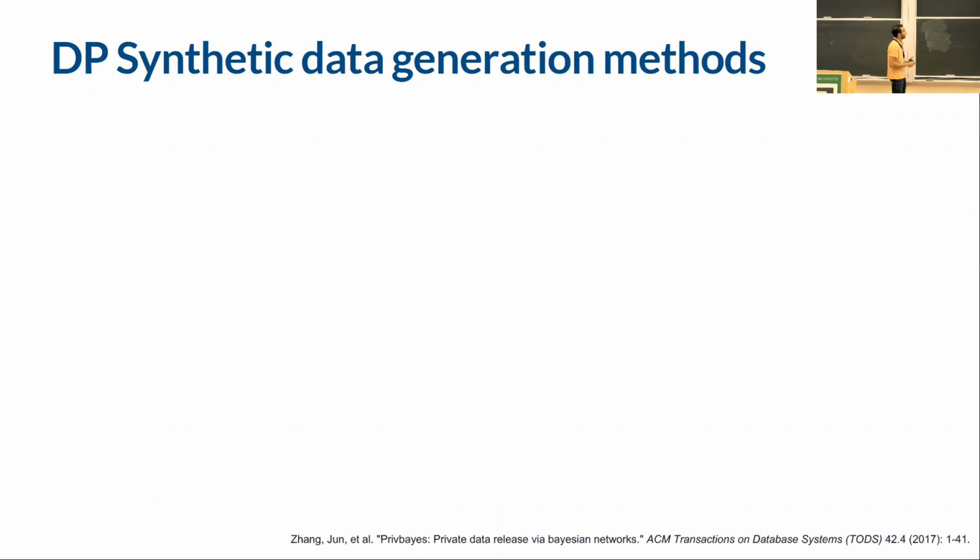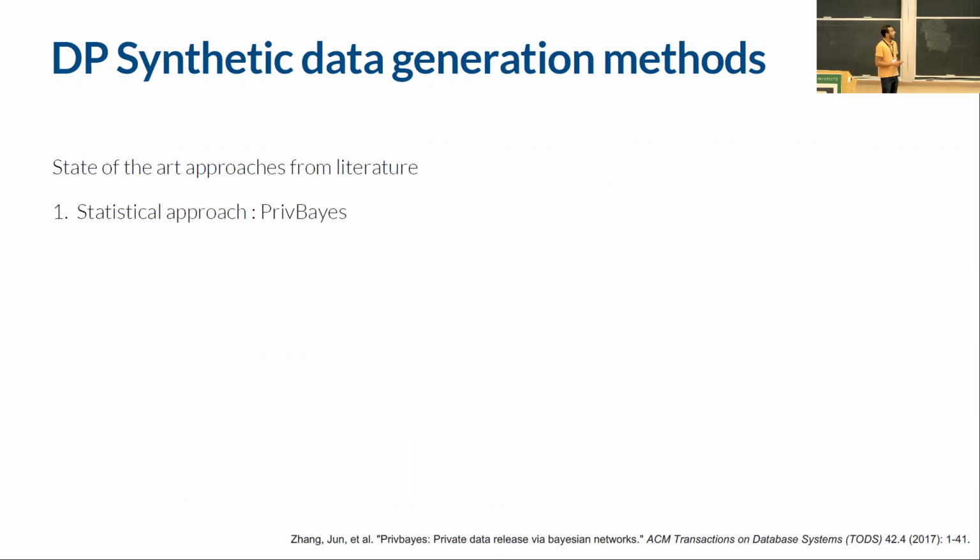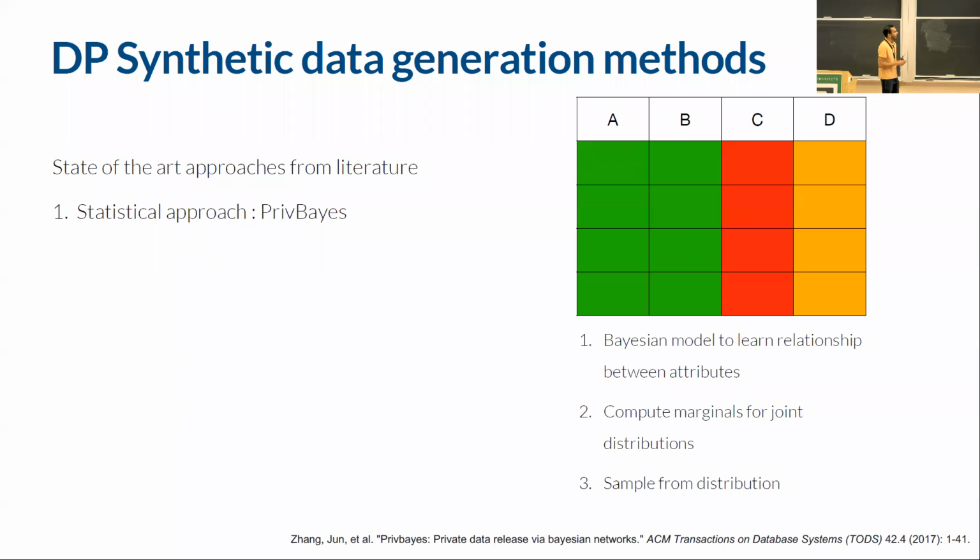These are some of the synthetic data generation methods that we are looking into. One of them is statistical approaches, in particular PrivBayes-based, which we have talked about yesterday as well, where PrivBayes basically works by training a Bayesian model. You learn the relationship between attributes. So let's say we learned that A and B are well correlated, C and D are independent columns. We compute the marginals for the well correlated attributes, or whatever we learned from the Bayesian model, and we sample from that noisy distribution to get our synthetic data set.